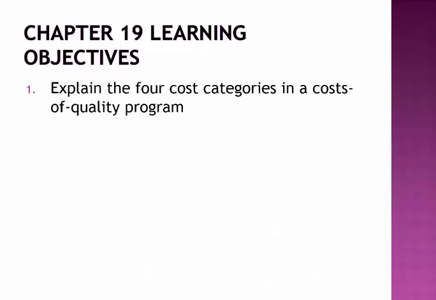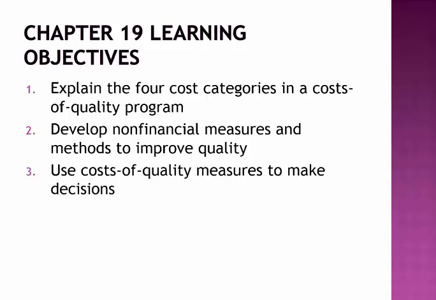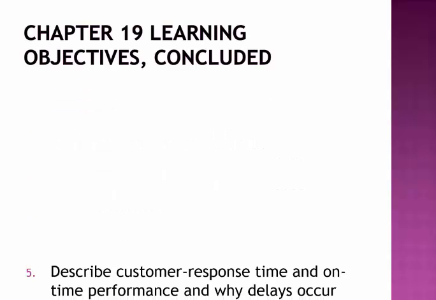We have multiple learning objectives. We're going to explain the 4 cost categories in a cost of quality program, and we are able to calculate numbers and decide how much quality costs. We're going to also develop non-financial measures, and we will discuss methods to improve quality. We're going to learn how to use cost of quality measures in order to make decisions. We will use financial and non-financial measures to evaluate quality.